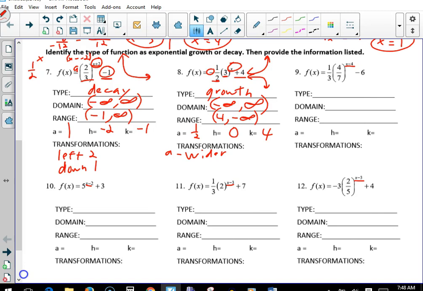So the 1/2 is wider, and it also flips over x-axis because it's a negative 1/2. And then the plus 4, which is our k, moves it up 4.